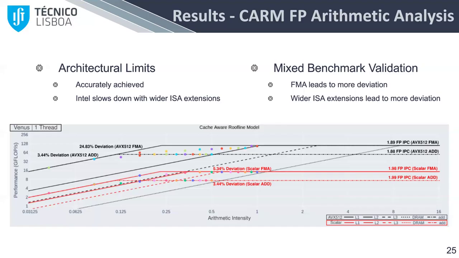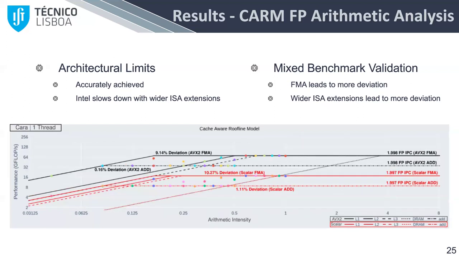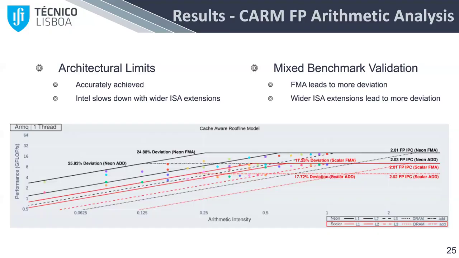So starting with the Venus machine, which nearly obtained the two instructions per cycle for both AVX512 and Scalar, while the mixed benchmarks stayed relatively near the CARM roofs with only 3% deviation or 5 in some, except for the FMA AVX512 ones with a 25% deviation. And then in the CARM machine, we also managed to reach the two instructions per cycle expected with AVX2 and Scalar, while the mixed benchmarks also remained relatively close, especially for the add instruction, with only around 1% deviation in both AVX2 and Scalar. And then on ARMQ, we again reach those two instructions per cycle, but the mixed benchmarks do not perform as well, with the Scalar ones having a 17% deviation, and then a 25% deviation when the neon vector extension is used.